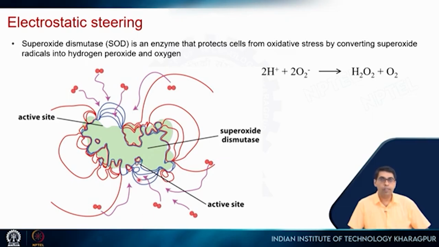So it sort of funnels it into the active site so that the substrate is bound very quickly and it is converted into less harmful hydrogen peroxide and oxygen.